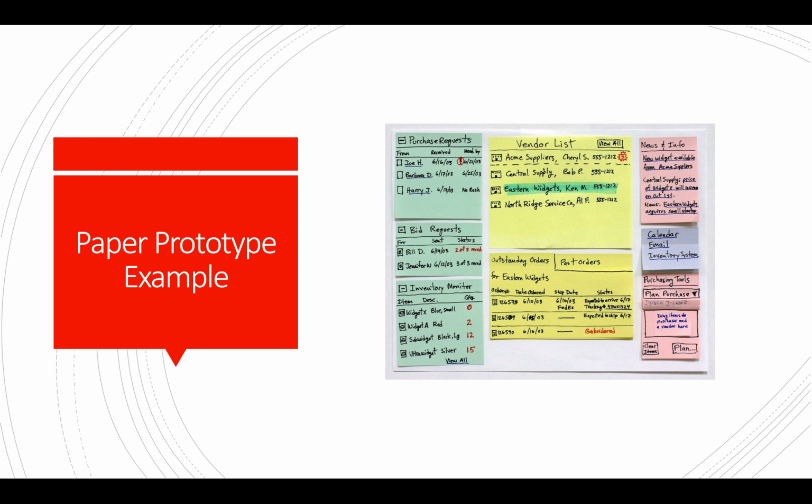So this is an example of a paper prototype. You can see you've got one big sheet of paper and you've got various different parts of the interface that are represented with different types of post-it notes. And there are things like checkboxes and little alerts and so on that are all represented here. So this is really clearly representing the layout of the interface and the types of information that are there.